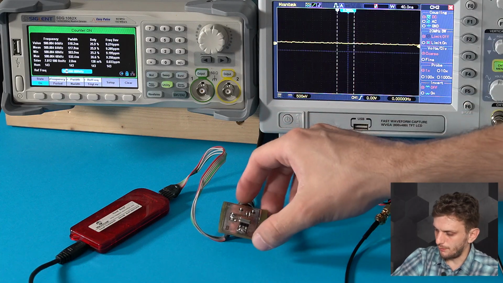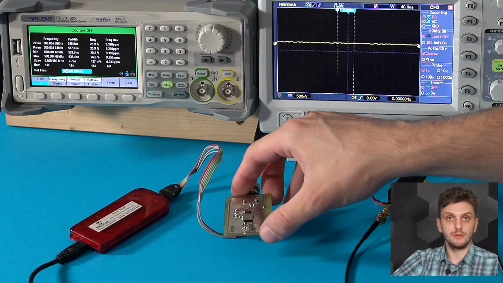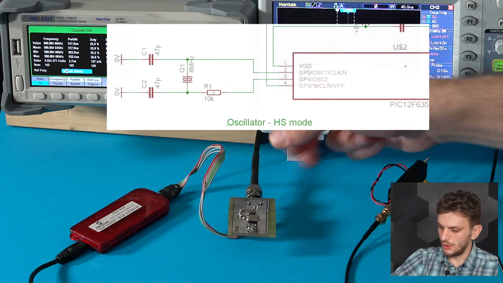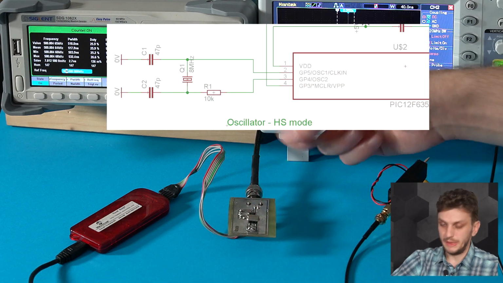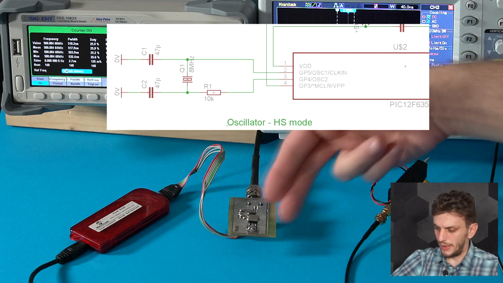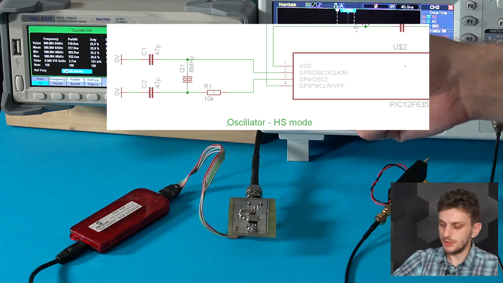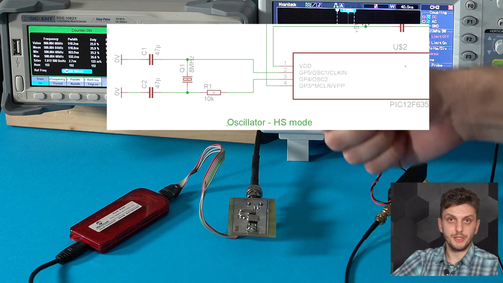So finally, let's try to measure an actual crystal oscillator. So what I got here is a board, which I've used in the previous videos on crystal oscillators. So it has a PIC microcontroller, with an 8 MHz external quartz crystal and the necessary capacitors and resistors, and the oscillator is set into HS mode.